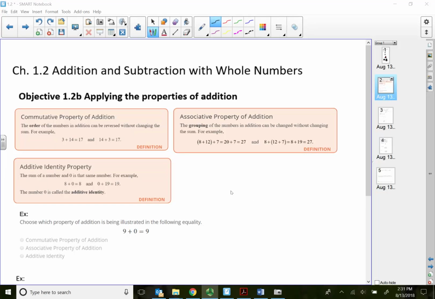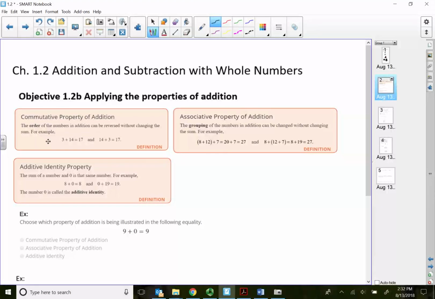Welcome back to Module 1.2, Objective B, talking about properties of addition. So here I got three different properties. The first one is called the commutative property of addition.